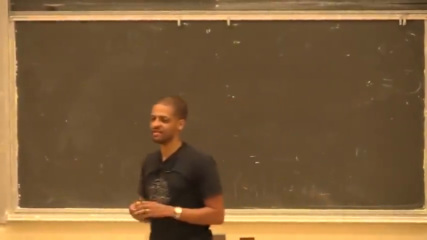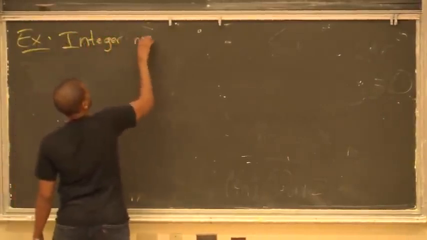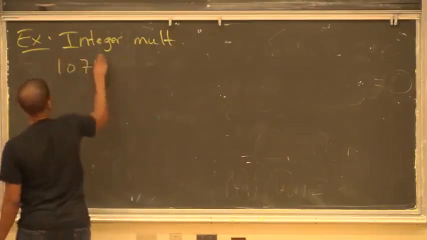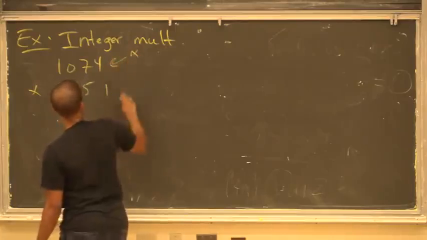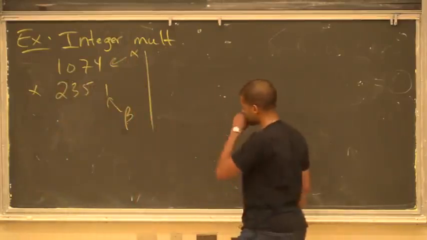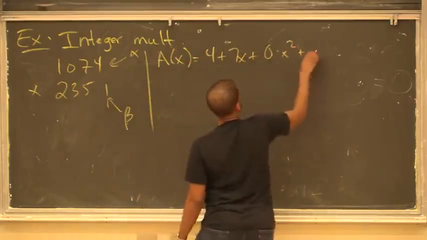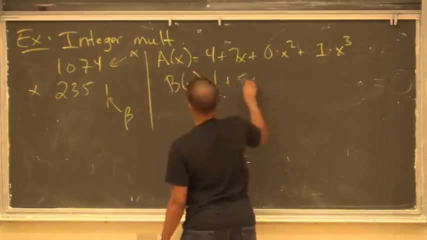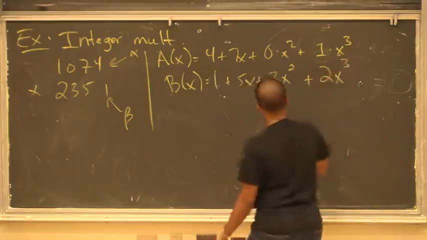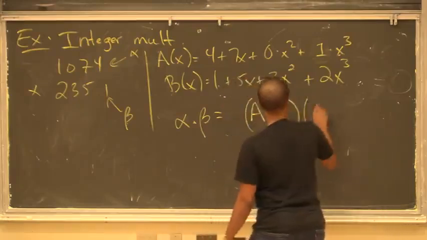Notice that polynomial multiplication is very closely related to integer multiplication, right? Because if I wanted to multiply, say, 1074 times 2351, this is my, let's say, alpha, and this is my beta, I could define polynomials. A(x) is 4 plus 7x plus 0 times x squared plus 1 times x cubed. And then B(x) is 1 plus 5x plus 3x squared plus 2x cubed. And then alpha times beta is just A times B as polynomials evaluated at the point 10, right?